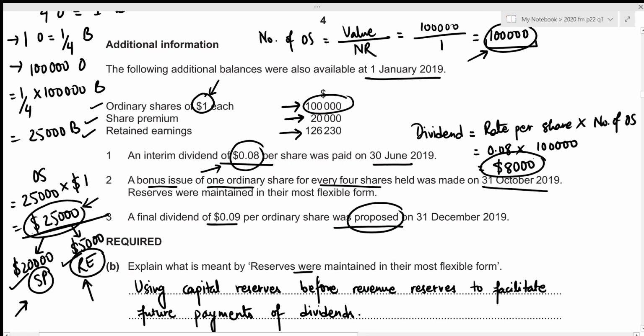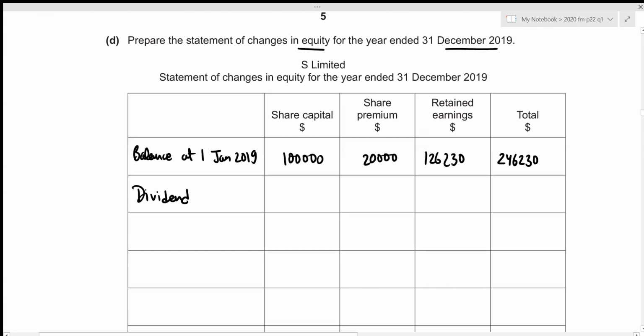And remember that dividend is the return given to the shareholders from all of our earnings, right? And the earnings are definitely included in our retained earnings in the form of profit, which just means that we need to deduct this 8,000 from the retained earnings column. Let's write it down. So that's going to be 8,000. So the total will also have 8,000. And dividends does not affect our share capital as well as share premium. Then the next transaction was that of bonus issue.